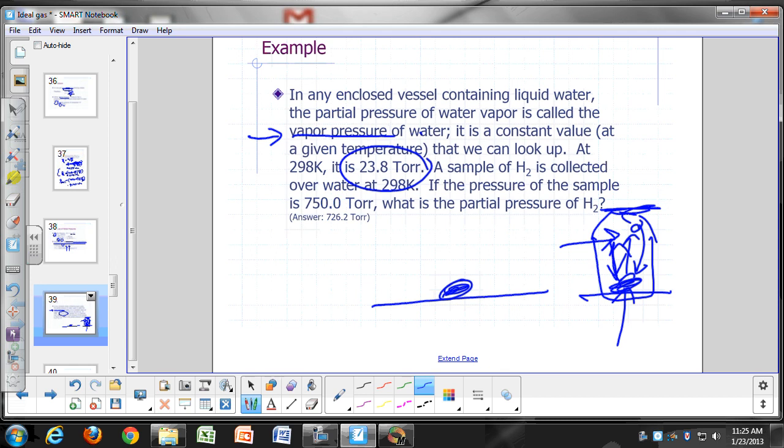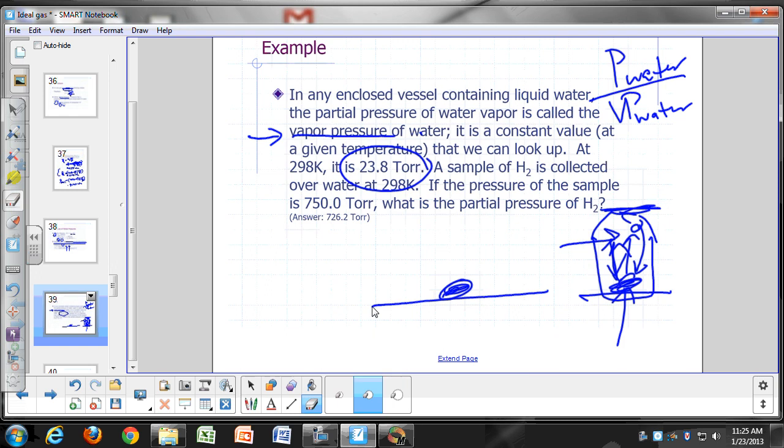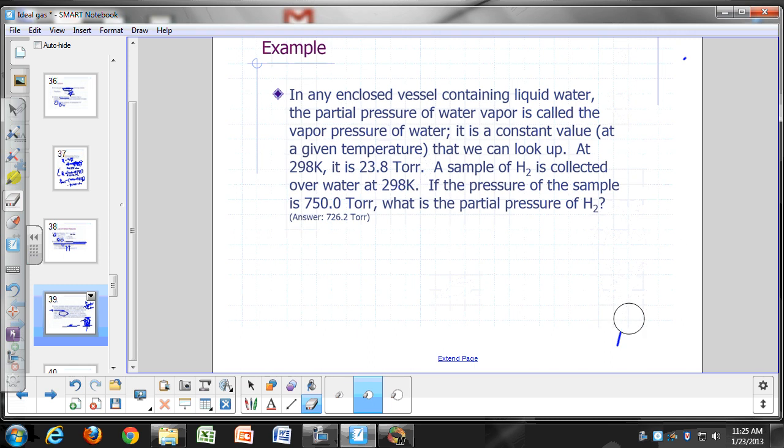So the actual partial pressure of water in the air is typically going to be less than that. If it's only half of that, we say we are at 50% humidity. So what we call relative humidity is just the ratio of the partial pressure of water to the vapor pressure of water at that temperature. If you are in an enclosed container, then you're able to reach that saturation point. So at 25 degrees Celsius, or 298 Kelvin, the vapor pressure is 23.8 torr.